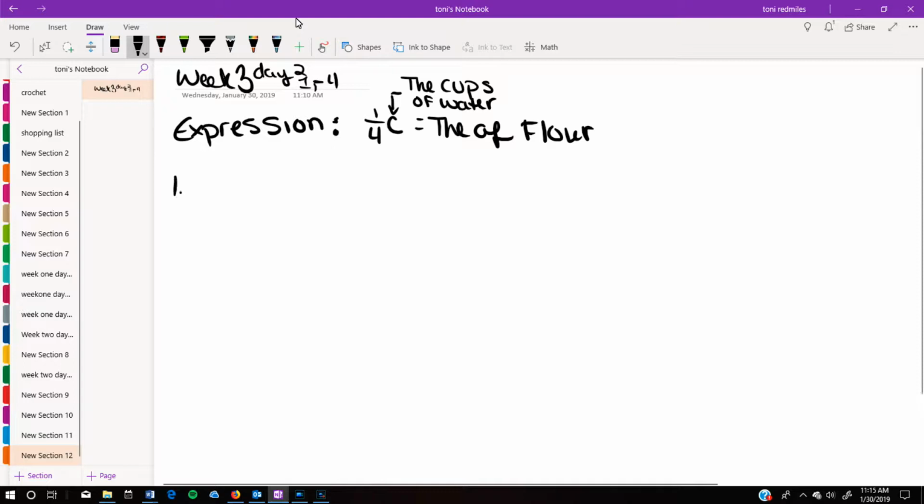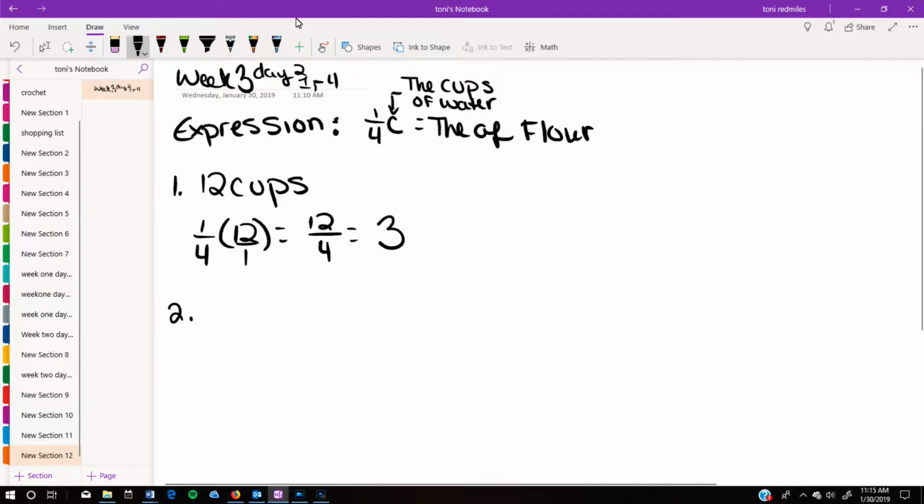Okay, so they want to know in question 1, what happens when I put 12 cups of water into my equation? So that's the C. The C is the water. So 1/4 of 12 cups, and how many cups of flour would I need? Okay, so I'm going to multiply my fractions, and I get 12 over 4. 4 can go into 12 3 times. Now, that is how you do it if you do your fraction multiplication straightforward.